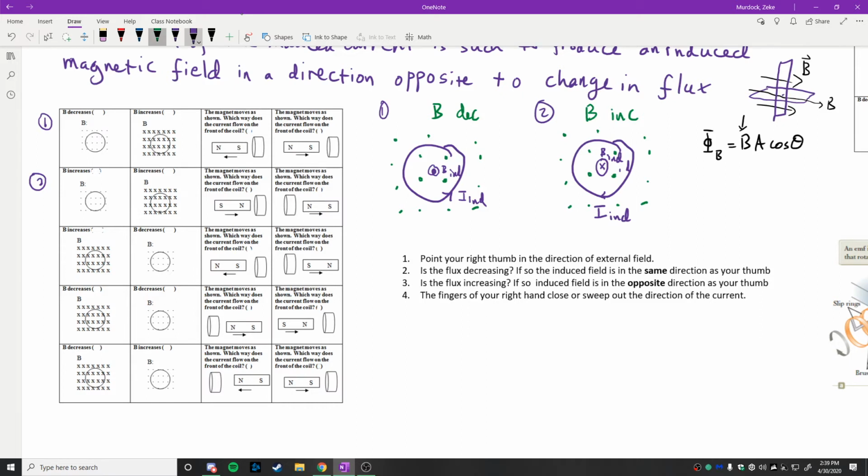Great question. So I'm just going to keep using green for external field, and I'm going to say here that when I have a magnet like this, we're just going to say that the direction of the magnetic field is pointing like this, okay? So in this problem, it says the magnet moves as shown. Which way does the current flow on the front of the coil? Like the front of the coil here.